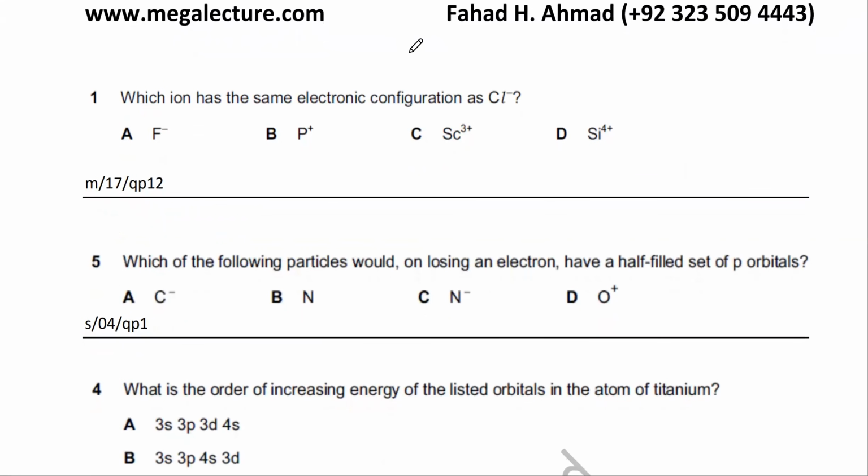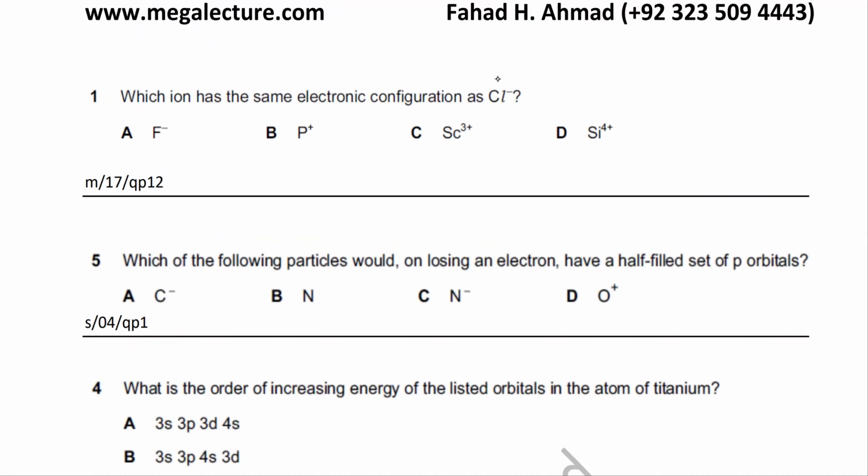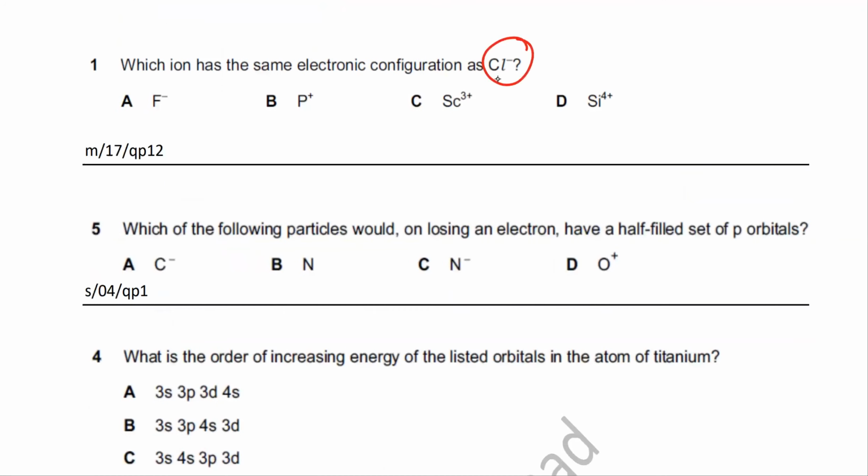Similarly, which ion has the same electronic configuration as Cl-1? Same electronic configuration means the same number of electrons. Cl has 17 electrons, -1 means 18 electrons. So it's going to be scandium, which is 21, 3+ means that it also has 18. Atoms having the same electrons would obviously have the same electronic configuration.